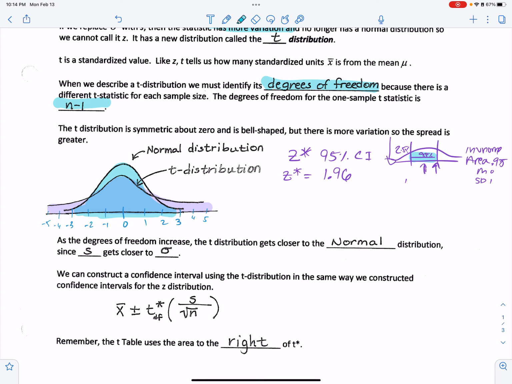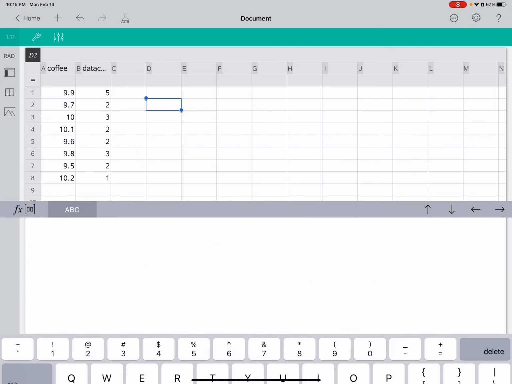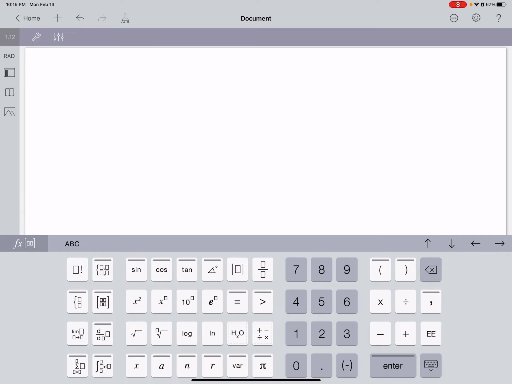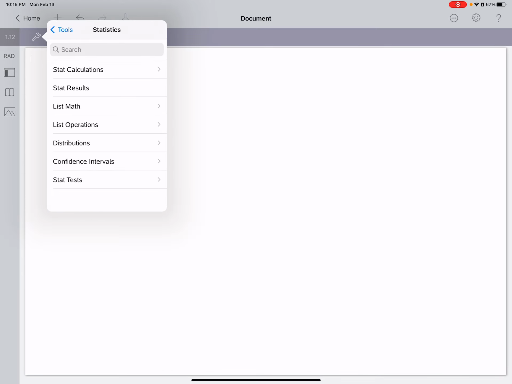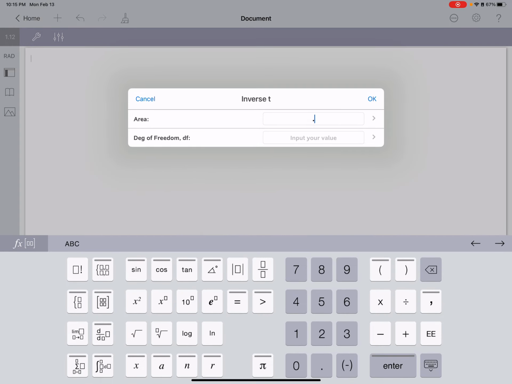So I want you to find now the t-star. Okay? So t-star for a 95% confidence interval, you're still going to put in 95%. So please bring up your calculator and go to statistics, distributions, and instead of inverse norm, we're going to go to inverse t because I'm going to do it for the t model. So the area, I'm going to put 0.975. The degrees of freedom, I'm going to let you investigate. Let's go to 10.